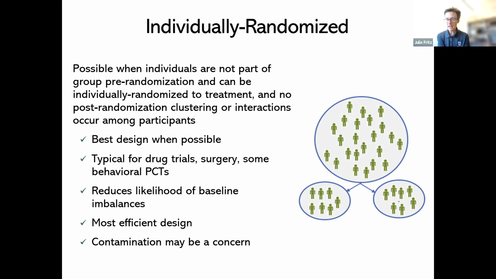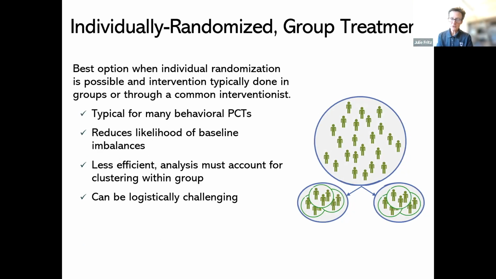Or patients may naturally cluster before they're randomized, and individually randomizing them and expecting them not to talk to each other is not realistic. So sometimes we can individually randomize, but the treatment occurs in groups. This is maybe more frequent in psychological-based therapies, but also occurs in other rehabilitation populations where interventions are provided to groups of patients.